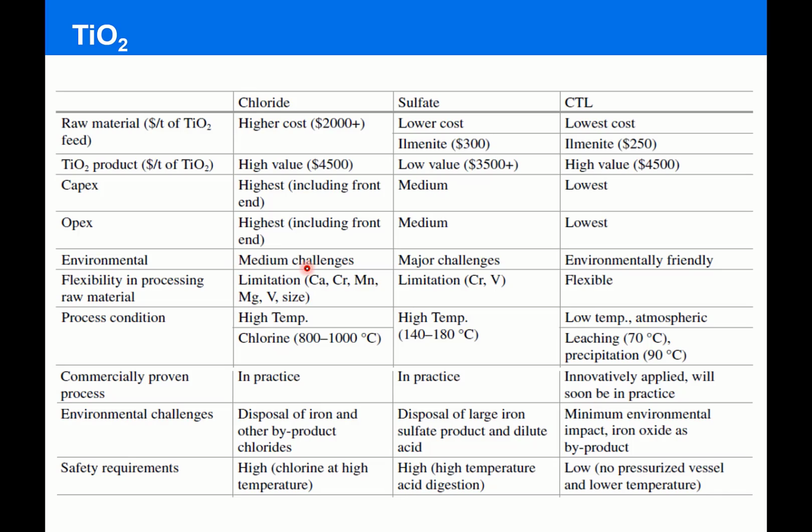The process is very limited because of the sensitivity to any impurities of calcium, chromium, manganese, magnesium, or vanadium, and it requires very high temperature. Typically, the chlorination step needs to be between 800 and 1,000 degrees Celsius. And this process is currently in use in a lot of production plants all over the world. The main environmental challenges are the disposal of iron and other byproduct chlorides that will form during the production. And the safety requirements are going to be typically high because of the toxicity of chlorine at high temperatures, which is very corrosive and very toxic.